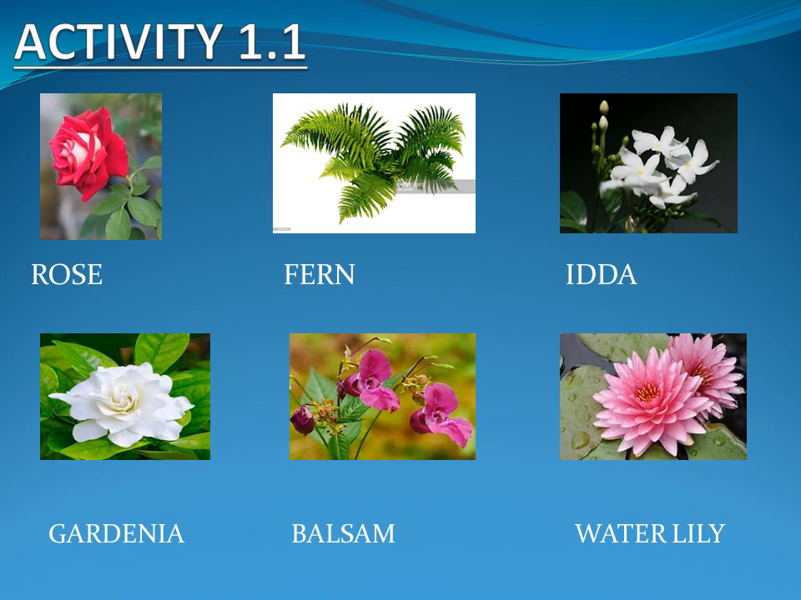All three are flowering plants. Gardenia is a flowering plant. You can see a nice white flower coming out of that. Balsam is also a flowering plant, and you can see some purple colored flowers in balsam. Water lily is also a nice flowering plant.